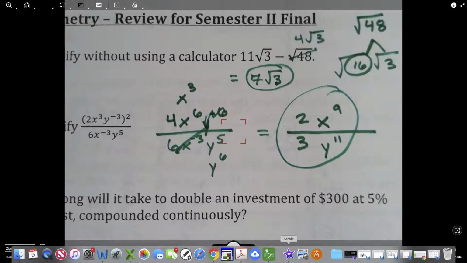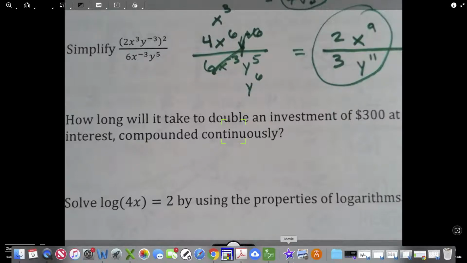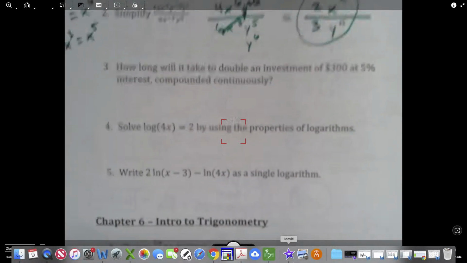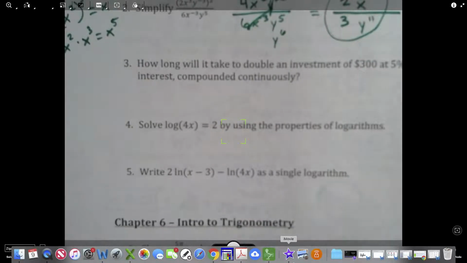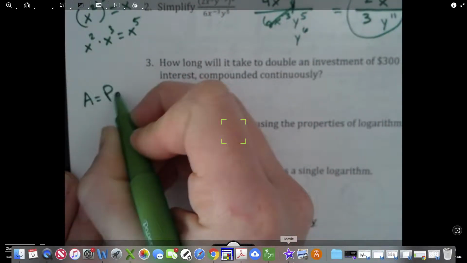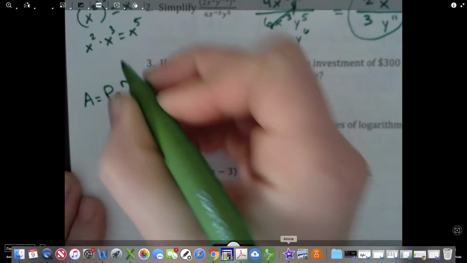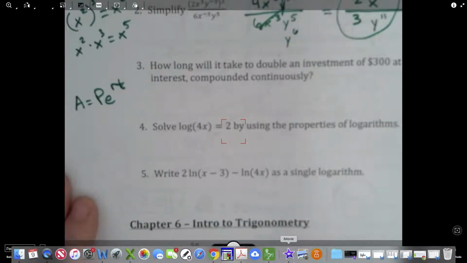Okay, good? All right, number 11. How long will it take to double an investment of $300 at 5% interest compounded continuously? Do you remember what the continuous compound equation looked like? PERT. That is the PERT equation. A equals P e to the rt power. PERT. Oops, that doesn't look like a T. Okay. How long will it take to double an investment? Where does the $300 go? Where does 300 go? I'm going to change this so it's not fuzzy.